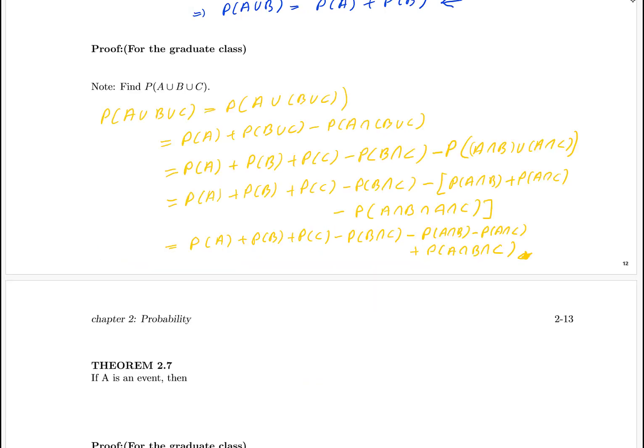Next theorem: if A is an event, then we can write probability of A equals 1 minus probability of A complement.